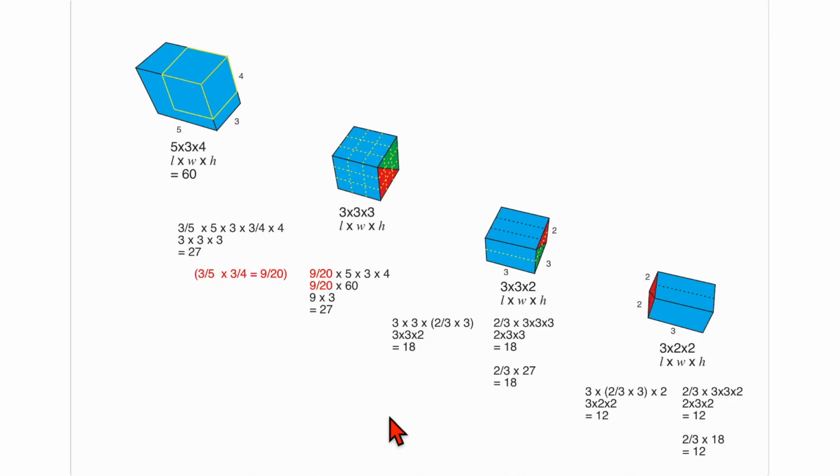Here are the calculations on a single page. The first pair is right here. The second pair is right here. And the third pair is right here.